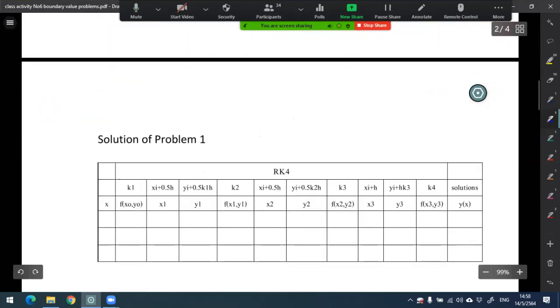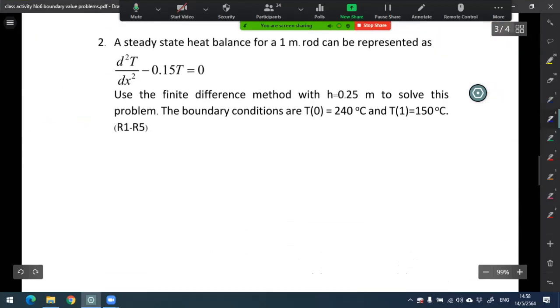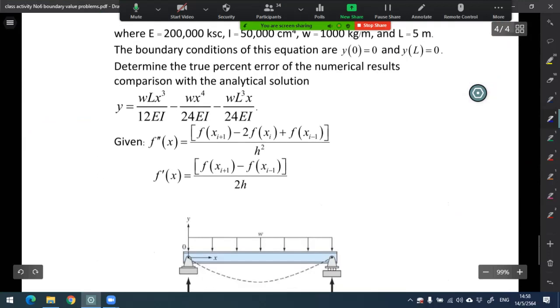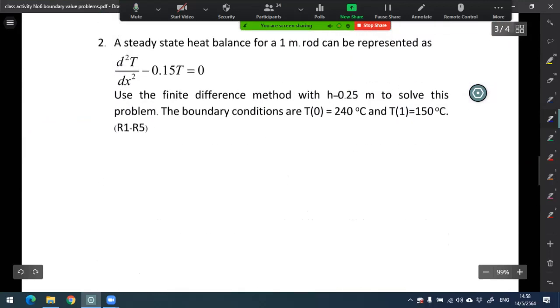Okay, for class activity number 2 and number 3, okay? For class activity number 2, we have the equation like this. This problem is the same as the example. This is the heat balance problem. We have a rod of length 1 meter, and we subdivide the length of 1 meter into small segments of h equal to 0.25.